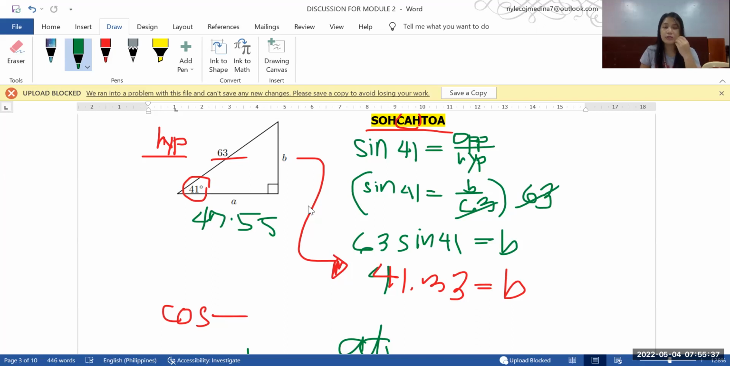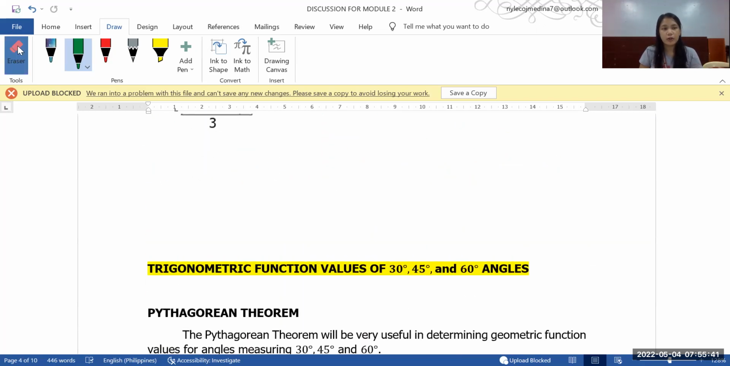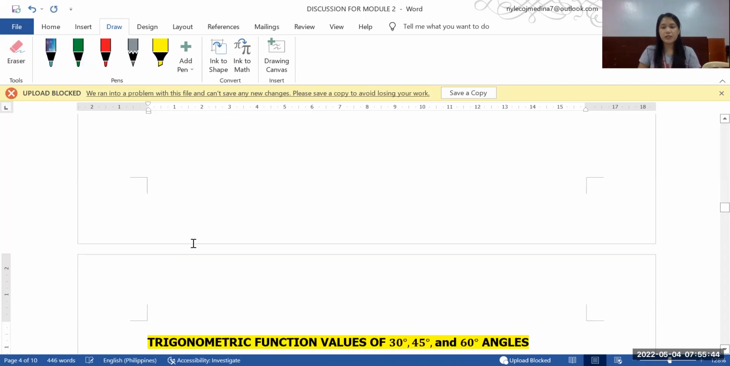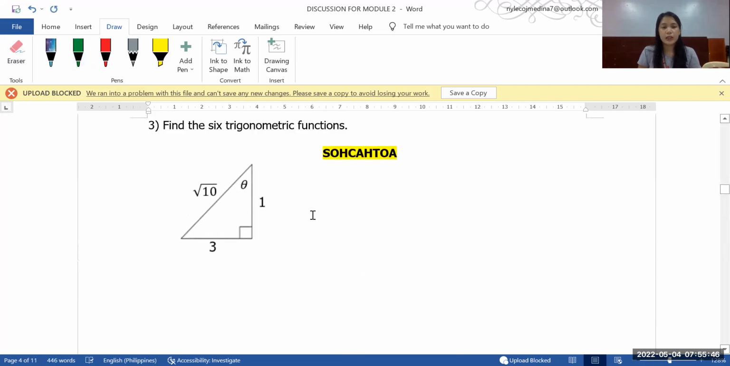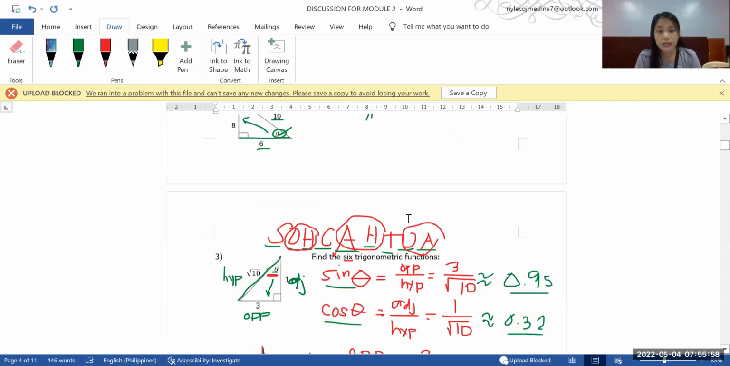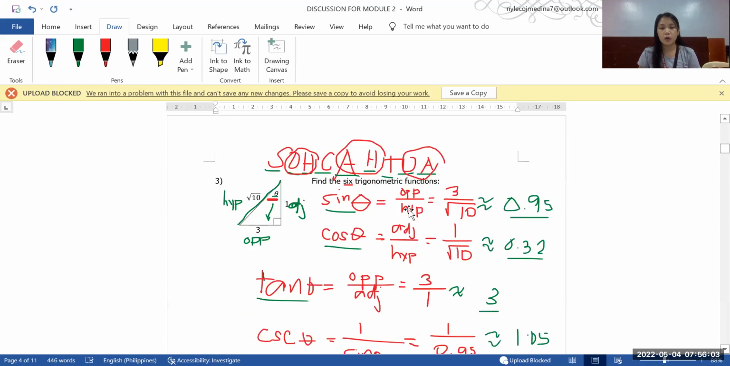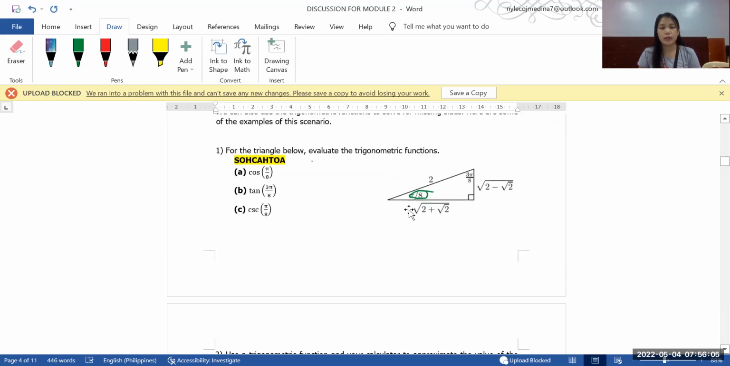Kapag may hinahanap, gamitin ninyo lang SOHCAHTOA. Another one, tapos mas maiintindihan ninyo. Imagine that you are going to find the 6 trigonometric functions of the given one. Parang natapos na natin to kanina. Okay, tapos na tayo dito. Let's go on to our next one.